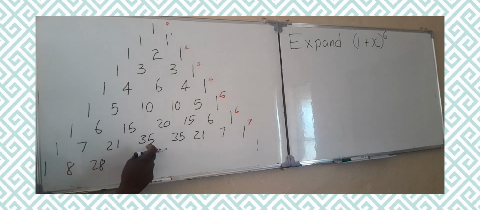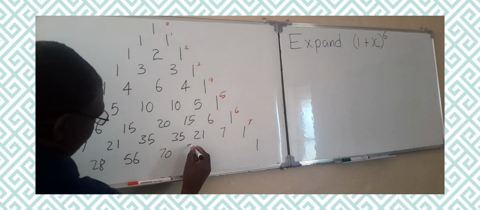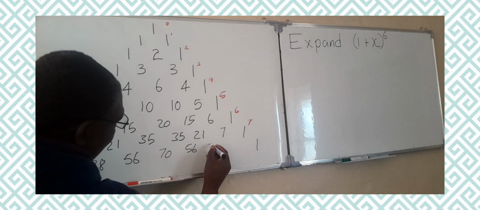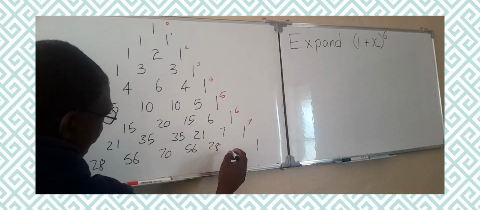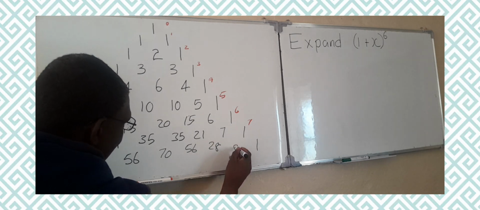A 21 and a 35 gives us a 56. A 35 and a 35 gives us a 70. A 35 and a 21 gives us a 56. A 21 and a 7 gives us a 28. A 7 and a 1 gives us an 8.